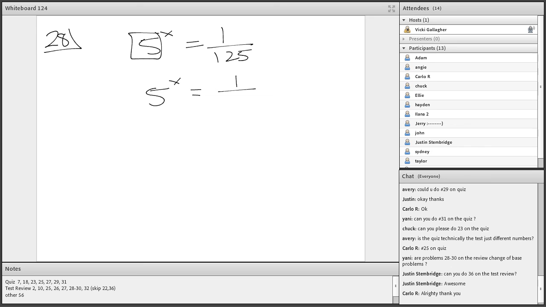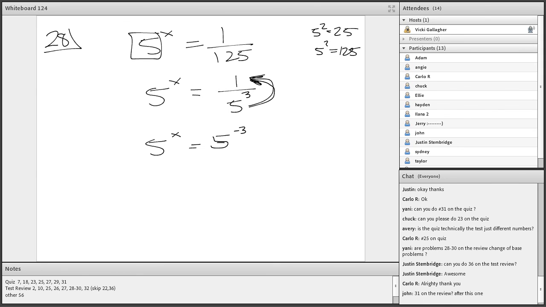That side's already a 5. And then 5 squared is 25, and 5 to the third is 125. So 125 can turn into a 5 to the third. And then we did a problem like this earlier today. We said we don't want this side to be a fraction. We want to magically make this 5 go up here so it can be a whole number. And the way we do that, fractional problems come from negative exponents. So if I make it a 5 to the -3 instead of a 5 to the +3, then I can write it as a whole number. And that reveals that x is -3.